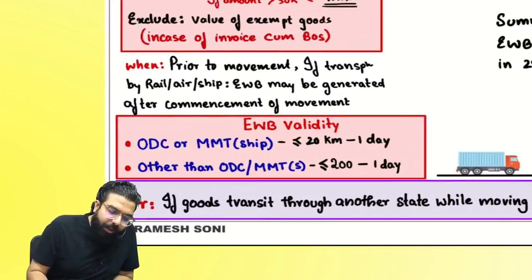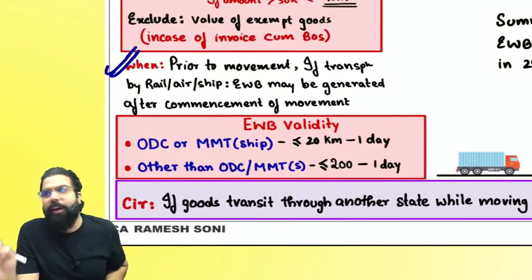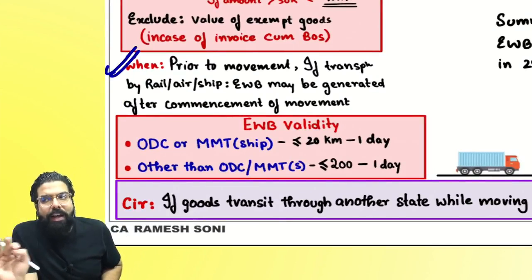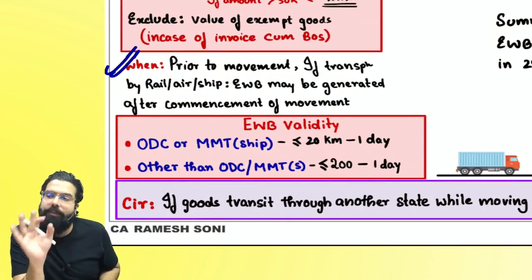Then sir, when do I go ahead and generate e-way bill? You should generate e-way bill prior to movement. In case of rail, air or vessel, it can be generated after movement also.